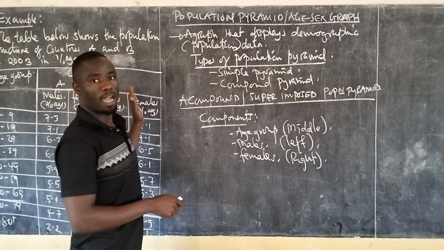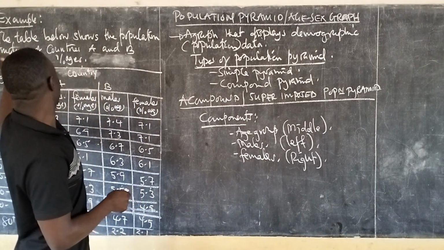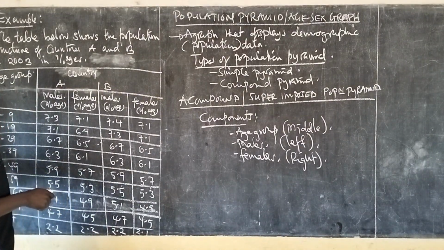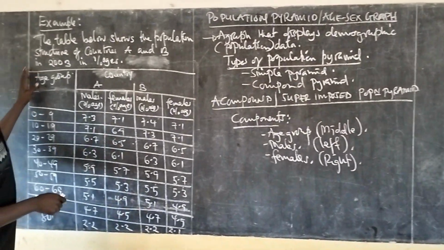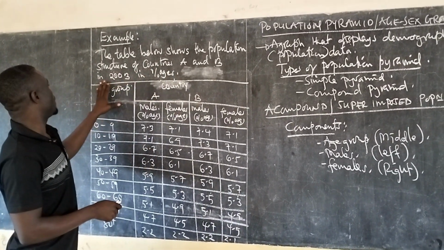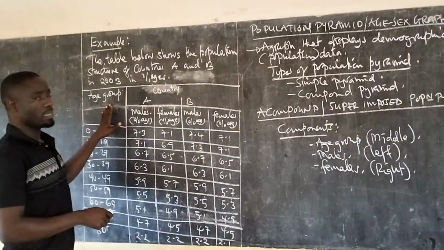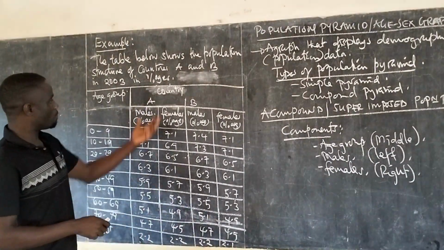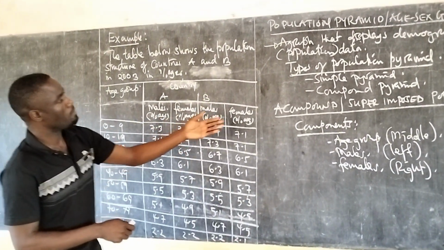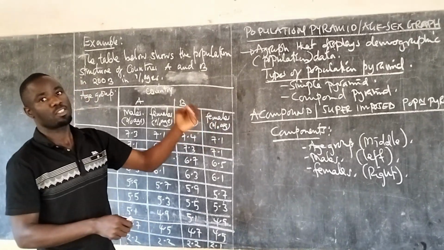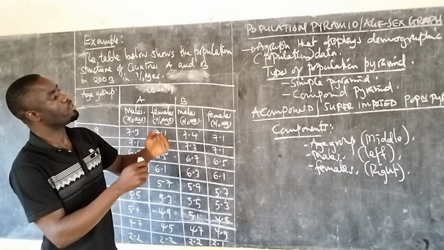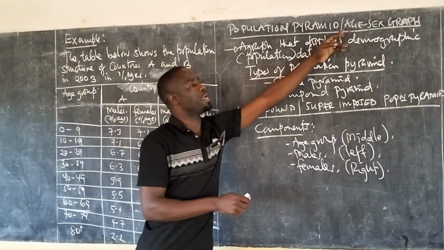So we are going to have an example. We have a sample question here of this graph. I hope you can see this question. The table below shows the population structure of countries A and B in 2003 in percentages. So we have the population of two countries. So this graph is comparative in nature. As I told you, for it to be compound, it portrays data of more than one country or more than one region, or population characteristics which are more than age and sex.